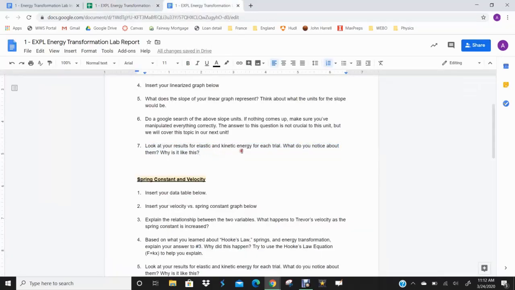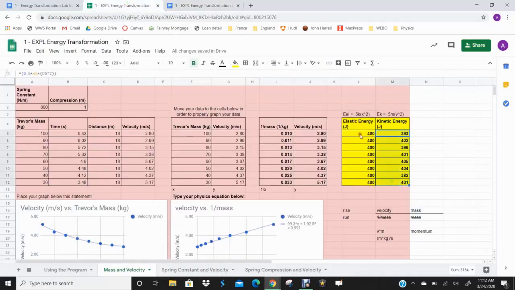So look at your results for elastic and kinetic energy for each trial. What do you notice about them? Why is it like this? Well, they're basically equal, right, across this way. Each one of these are just about equal. Well, why is that? Because all the energy from the spring has been transferred into energy of motion for Trevor. As he's shot across the ice, once he's no longer in contact with that spring, he's moving, all that energy has been transferred into kinetic energy. Remember that once he leaves the spring and is no longer accelerating, he is going to travel at a constant velocity across that ice because there's no friction, okay? So that is obviously an important takeaway there, okay?